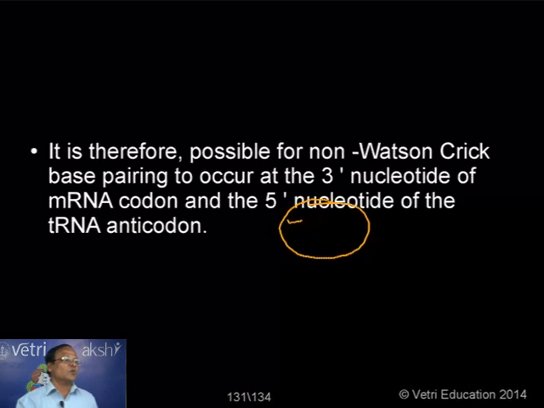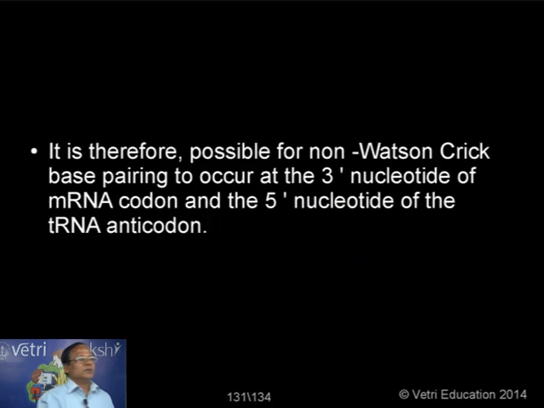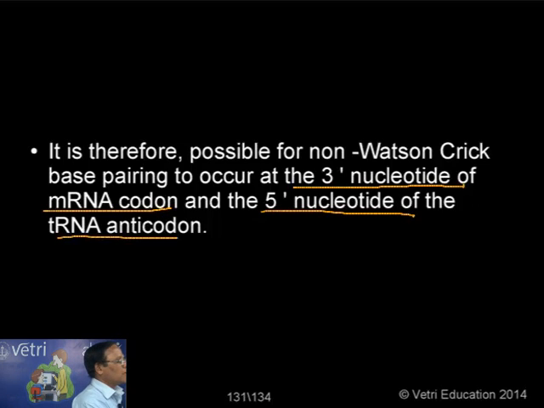It is because of this that non-Watson-Crick base pairing occurs at the 3' nucleotide of the mRNA codon. Non-standard base pairing is possible between the 3' nucleotide of the mRNA codon and the 5' nucleotide of the tRNA anticodon. That is the third base. The third base is highly relaxed. That is called the wobble, relaxation, because of the ability to move and pair with any base. That is why it's called the wobble hypothesis.